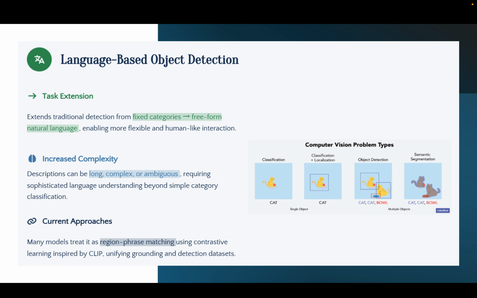Another part is language-based detection. Traditional detectors are limited to fixed categories, like YOLO, right? They rely on categories like cat, dog, or car, a limited set of data. But in real life, people don't talk that way. We describe things in a full sentence with attributes and actions. So instead of calling it a dog, if we pass the text "a furry animal," in that case the model cracks.